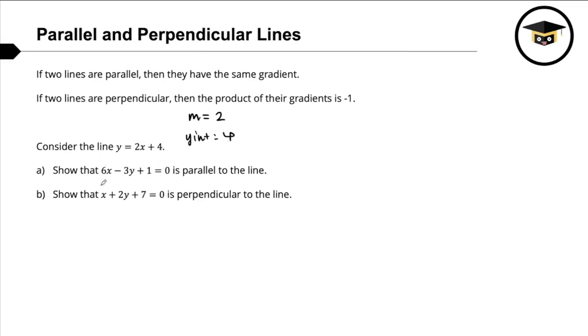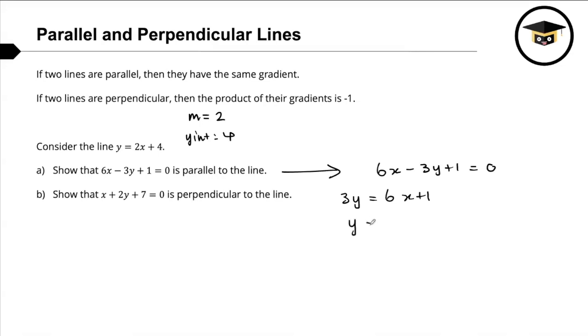So now, part A, show that 6x minus 3y plus 1 equals 0 is parallel to the line. So what we're trying to do is show that it has the same gradient. Now, how on earth do we show that? Well, the first step is converting this to gradient intercept form. So let's do that. First, we make y the subject. So we have 6x minus 3y plus 1 equals 0, which means 6x plus 1 equals 3y. So I've just moved the 3y to the other side and then flipped the equation.